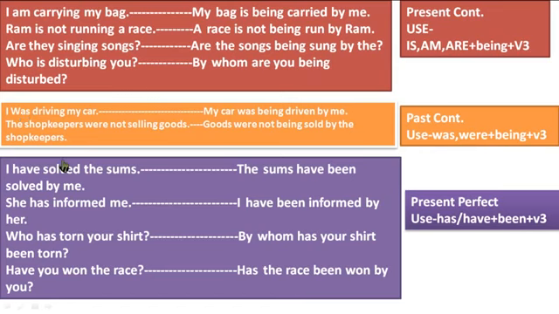And the next tense is present perfect. In present perfect tense we use has or have plus been plus the third form of verb. The first sentence is I have solved the sums. The sums have been, the third form of be is been, solved by, I changes into me. The sums have been solved by me.